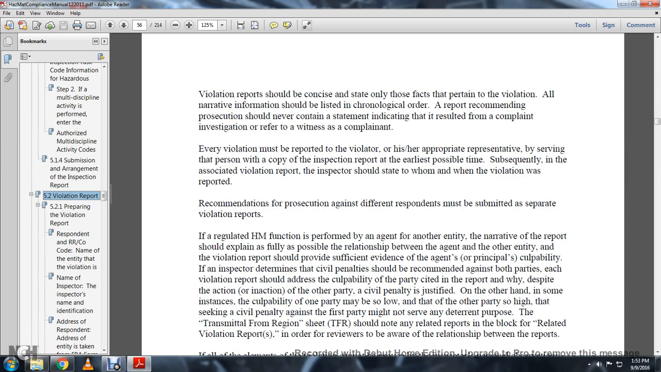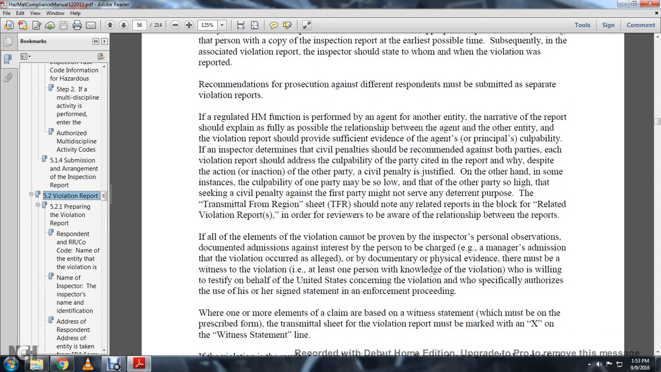Subsequent and associated violation reports: the inspector should state to whom and when the violation was reported. Recommendations for prosecution against different respondents may be submitted as separate violation reports. If a regulated hazmat function is performed by an agent and any other entity, the narrative of the report should fully explain the relationship between the agent and the other entity. The violation report should provide evidence of the agent's and the principal's culpability.